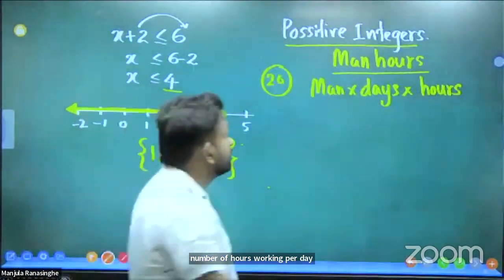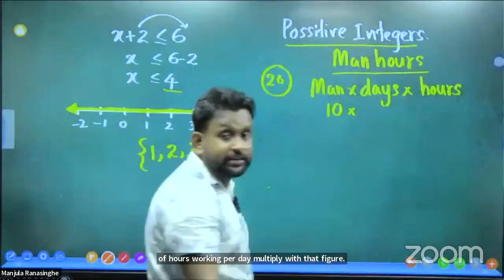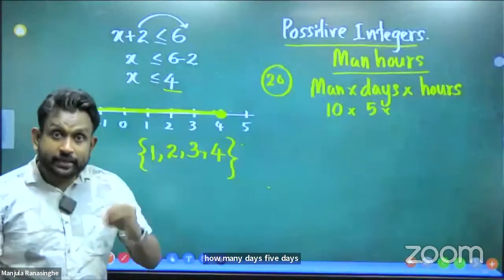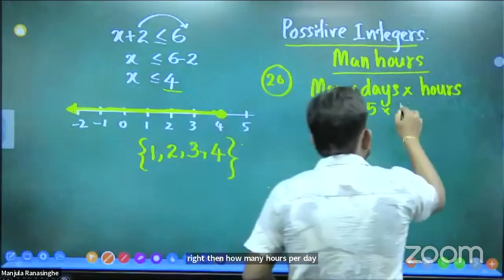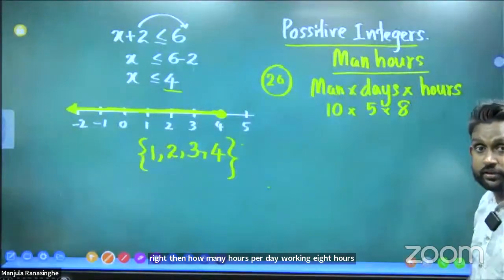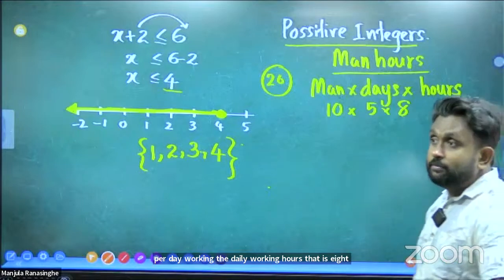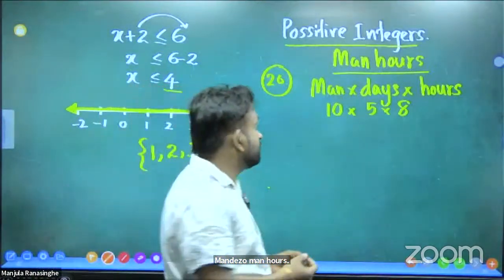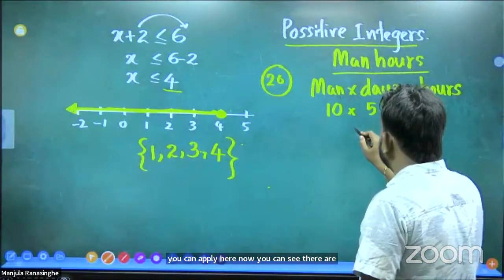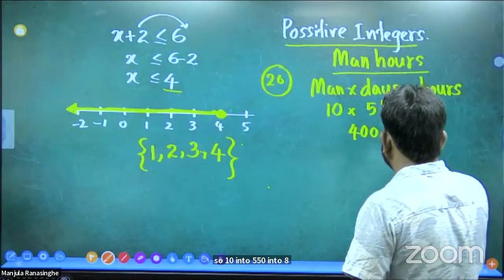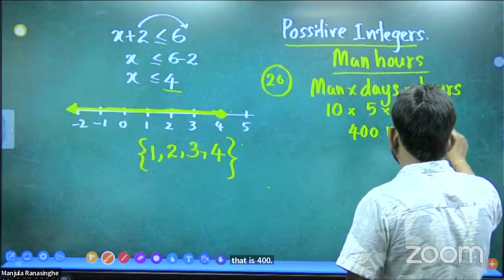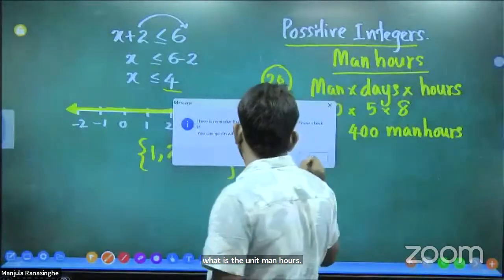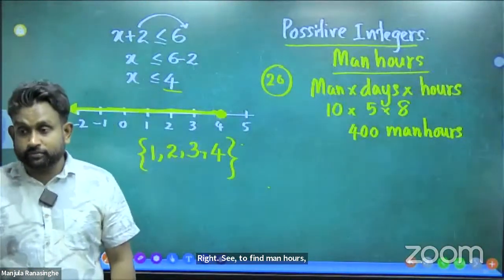So now 10 men is there. How many days? 5 days, right? Then how many hours per day working? 8 hours per day working. The daily working hours, that is 8. Just multiply these three figures. So the amount of task is measured by man days or man hours. You can apply here. Now you can see there. So 10 into 5, 50 into 8, that is 400. What is the unit? Man hours. Right, see there. So to find man hours, man into days into hours, right?